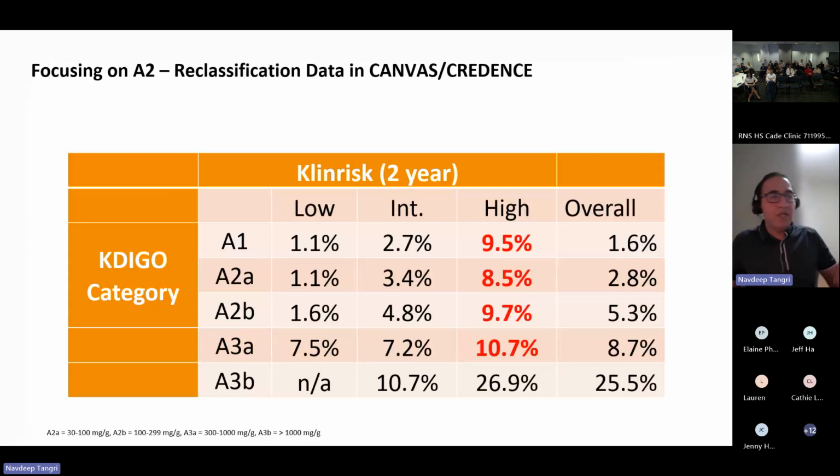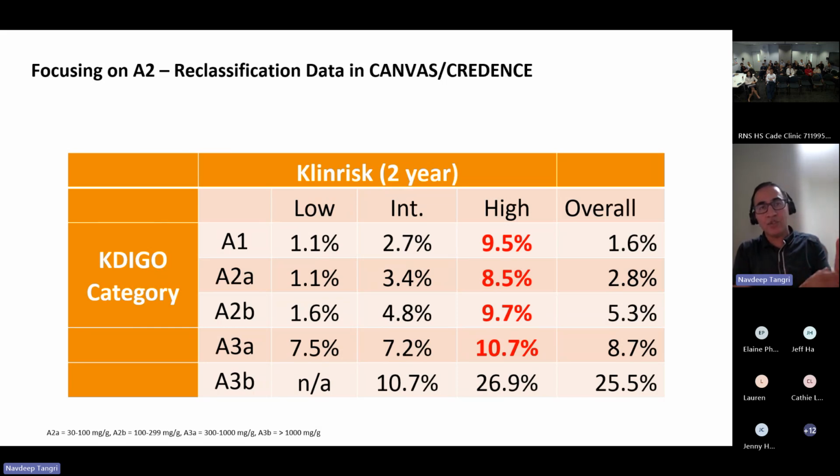Why does this matter? It doesn't matter for the people who are A3B, or albuminuria more than a gram per gram. If you have somebody in your clinic who's got more than a gram of albuminuria, they are high risk. You don't need a model to tell you that. But for the vast majority of people who are less than a gram, there's a lot of variability. What we found in work that we did in CANVAS and CREDENCE was that 1 out of 4 people with minimal or no albuminuria were actually high risk and had the same or higher event rate than people with 300 milligrams per gram to a gram of albuminuria.